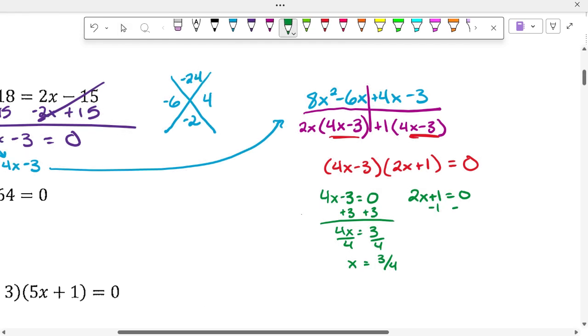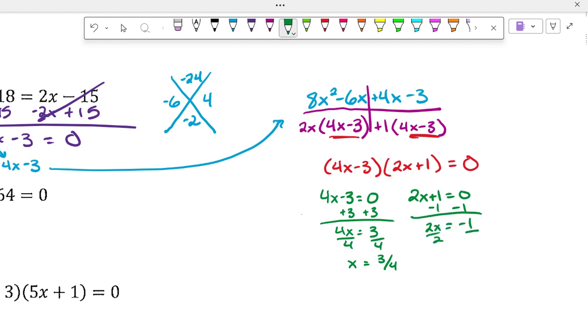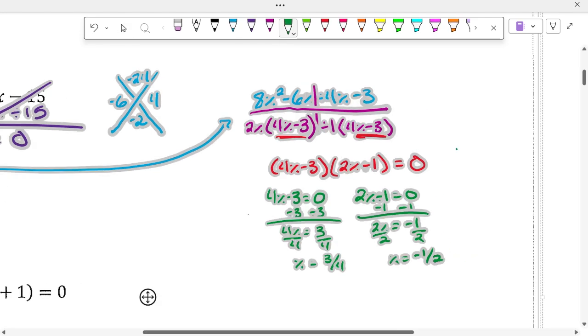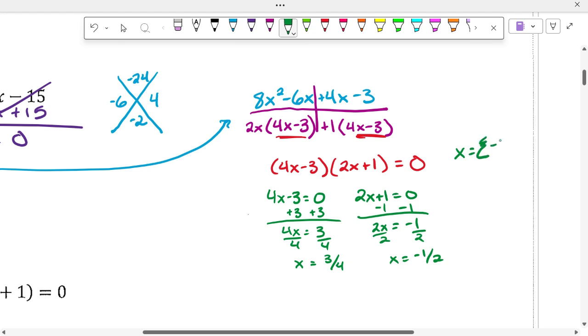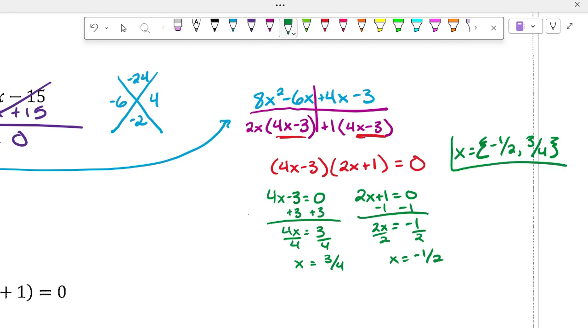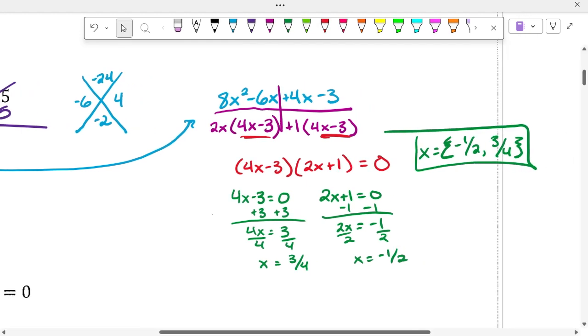The other one, subtract 1. 2x is equal to negative 1. Divide by 2. X is equal to negative 1/2. So x is equal to the set of negative 1/2, positive 3/4. No, I personally just automatically put them in ascending order. So from least to greatest. But honestly, if you put 3/4 first before the negative 1/2, I wouldn't dock you for it.